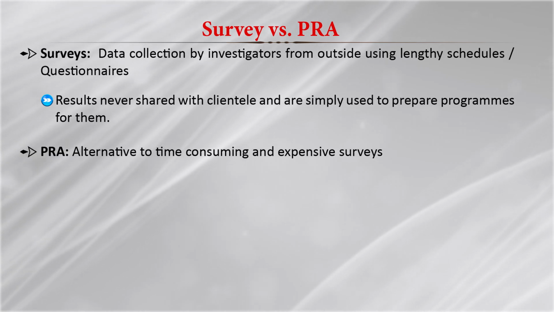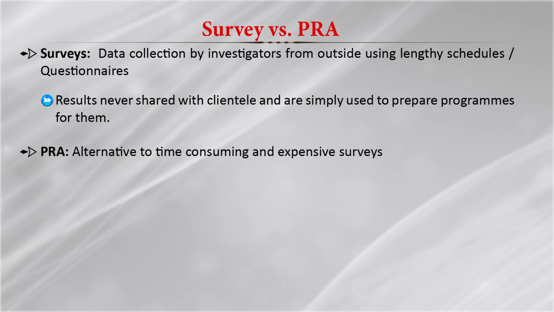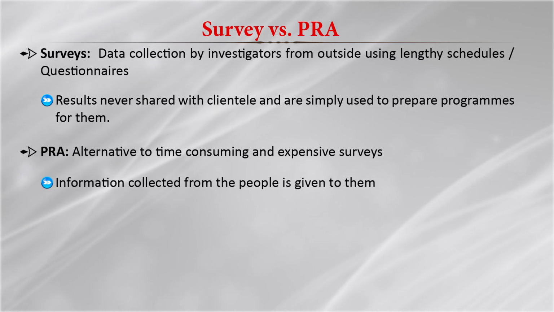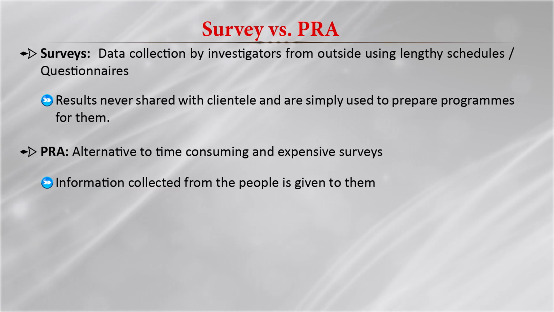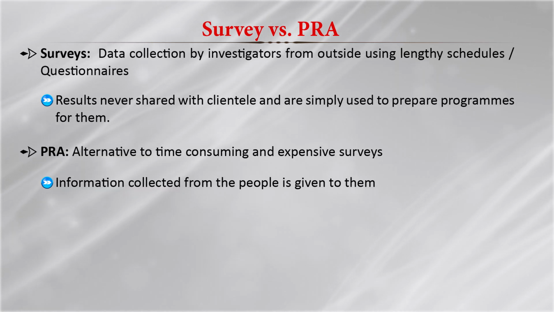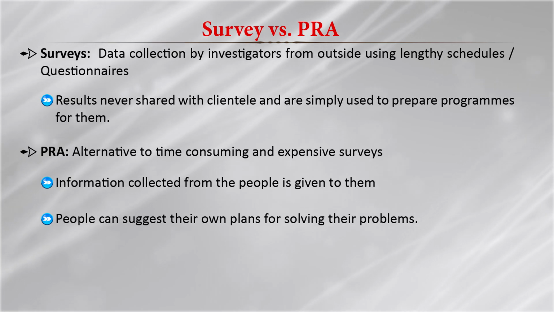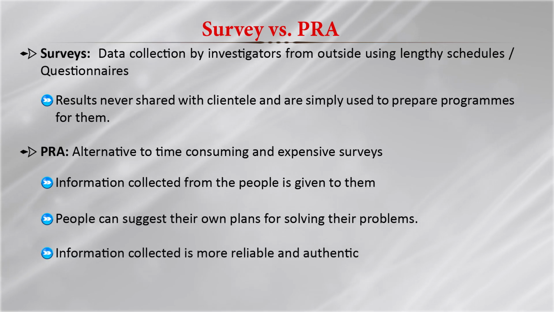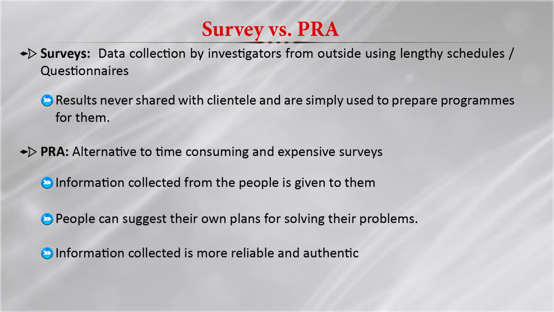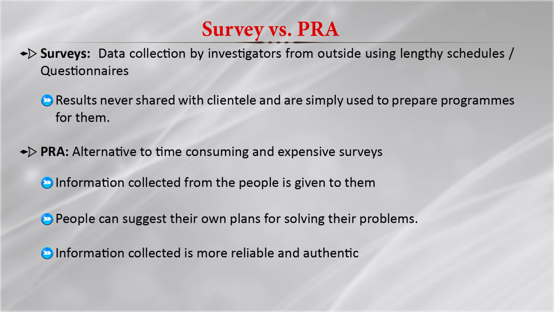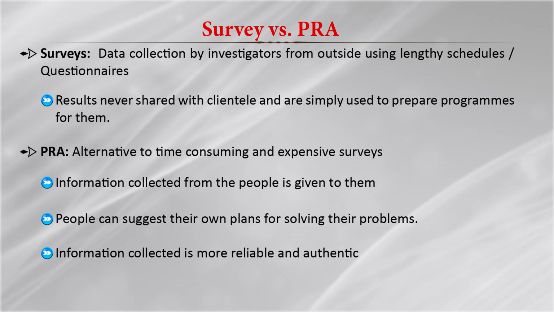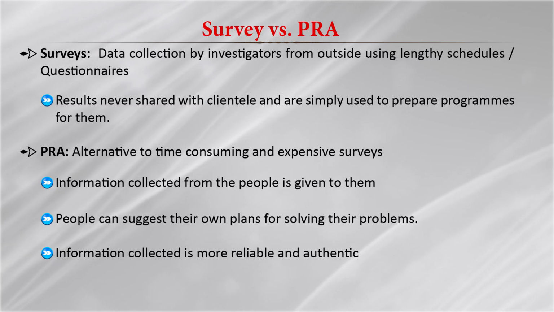In the case of PRA technology, which is an alternative to the time-consuming, expensive survey technology, information is collected from the people in the given areas, and information is also provided to them. Here people can suggest their own plans for solving their problems, and the information collected is more reliable and authentic than the survey, because the people themselves verify things through physical verification also.